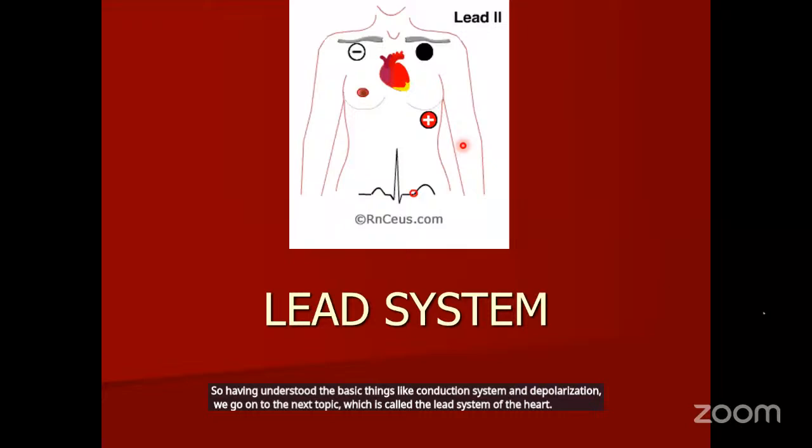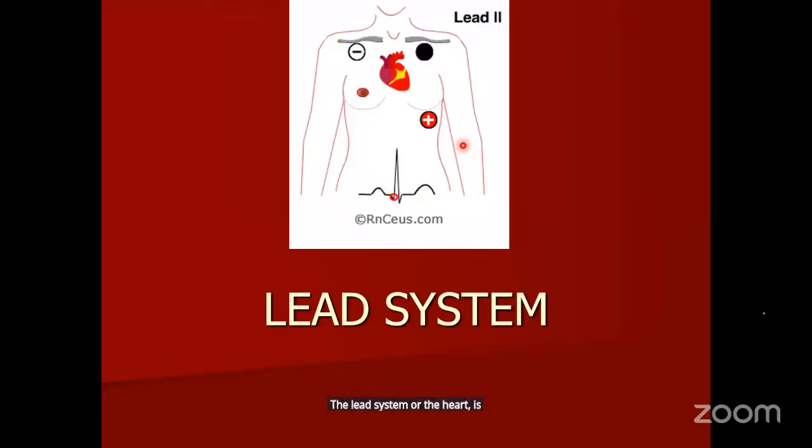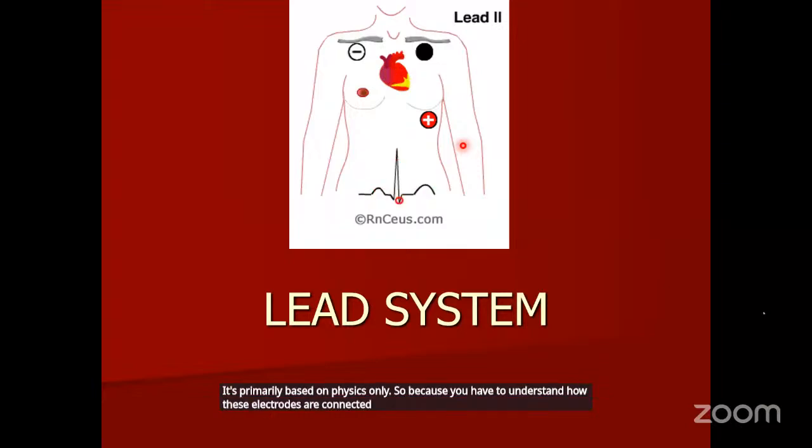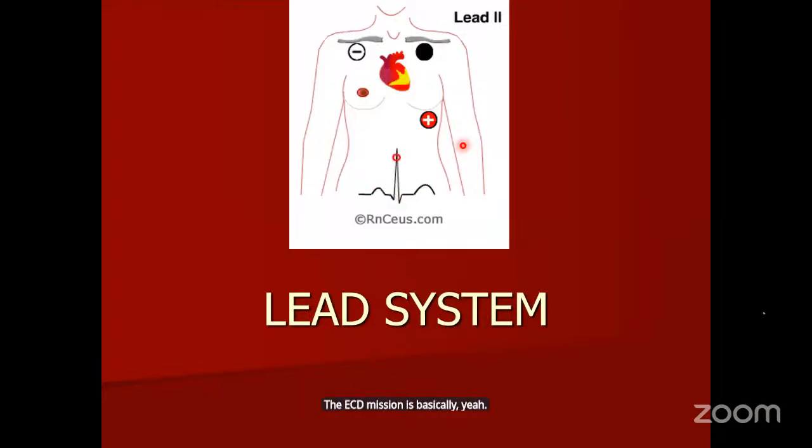The lead system of the heart is a very complex topic because understanding the lead system of the heart is primarily based on physics only. Because you have to understand how these electrodes are connected to a particular positive pole or the negative pole of the ECG machine. The ECG machine is basically a galvanometer, nothing but a galvanometer.